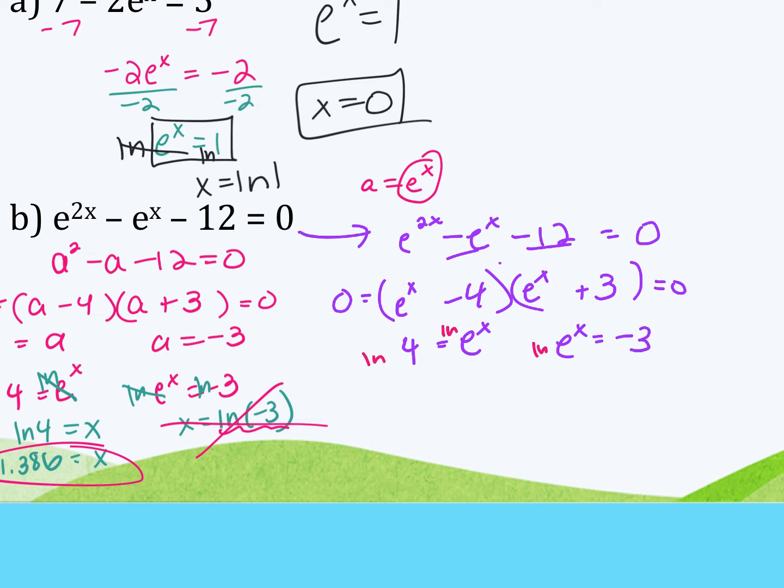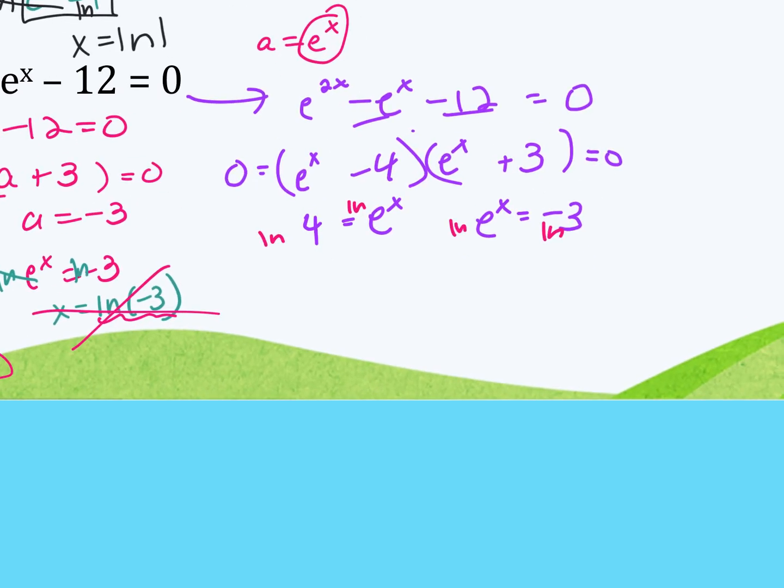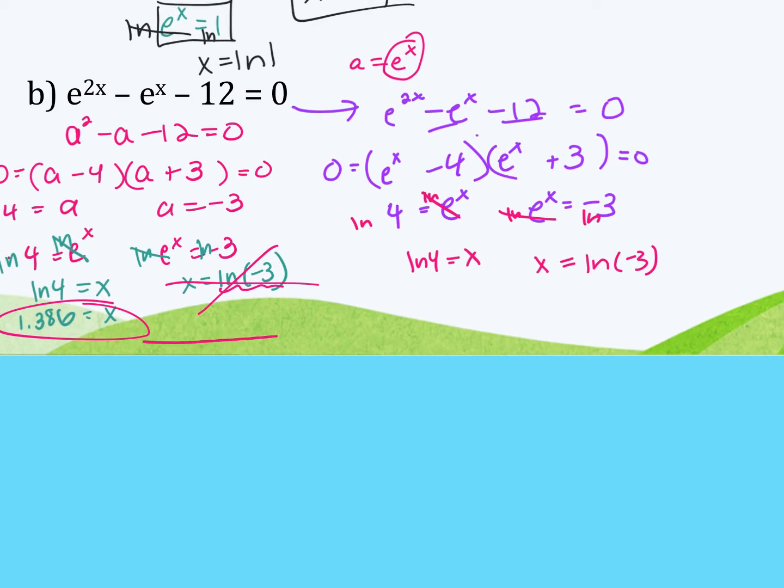ln both sides of the equation. This cancels, x equals ln of 4. This cancels, x equals ln of negative 3. So you get the same answer either way. However your brain sees it is what you want to stick to. So when you've got an e to the 2x and an e to the x, it's really just a factoring statement, something you have to factor.